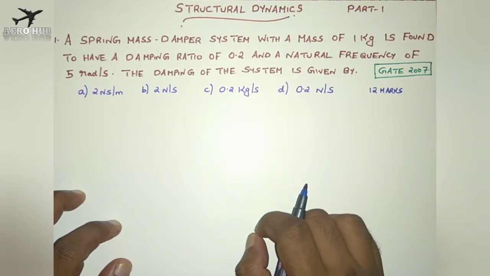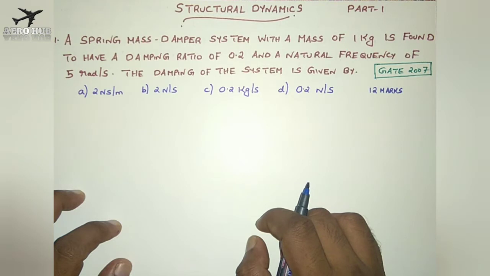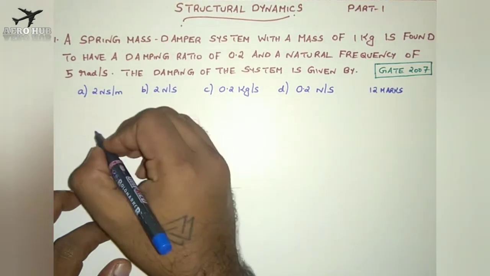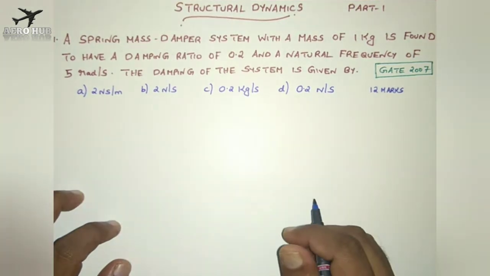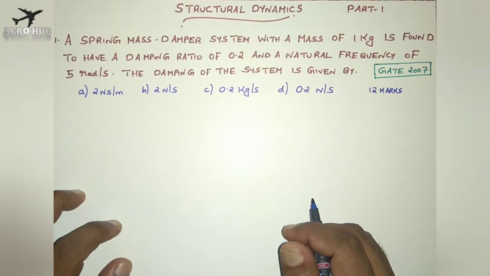In GATE you have to be very fast in providing the answers. So always remember to check the units. And if the unit is the same for each and every option, we have to go for the solution. So I will do that first. I'll write the given data, then we'll proceed.